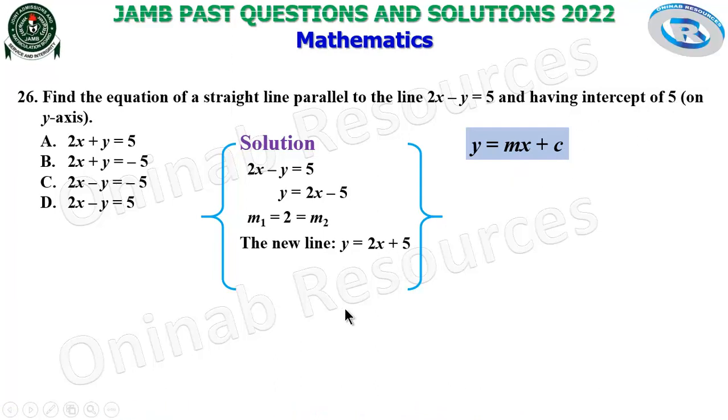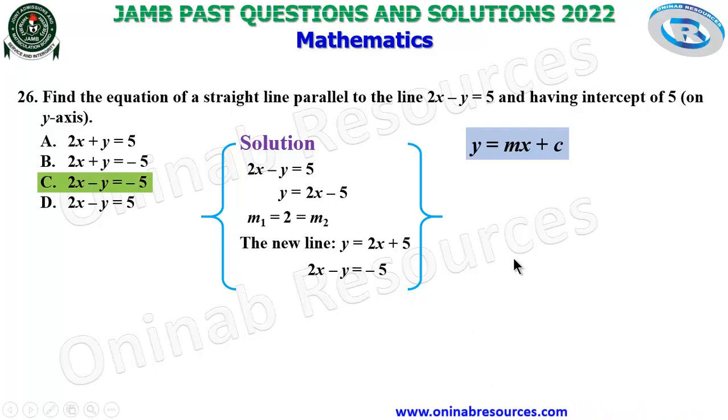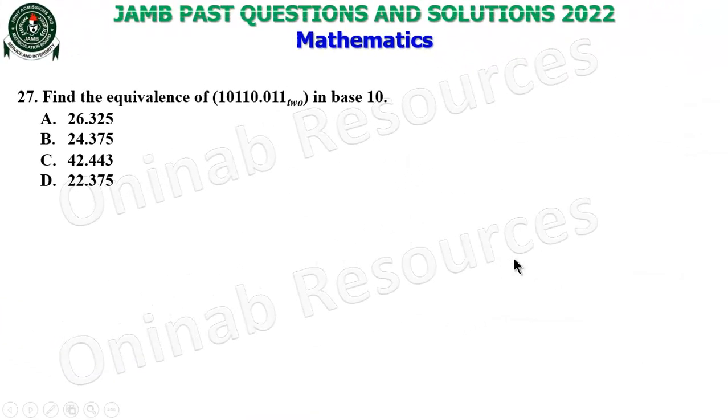So that's that. And we are to make it in this form: 2x, y, then equal to the constant. So it's as good as taking this to this side and bringing this to this side, giving us 2x - y = -5. That gives option C. So we are done with problem 26. We then go to problem 27.